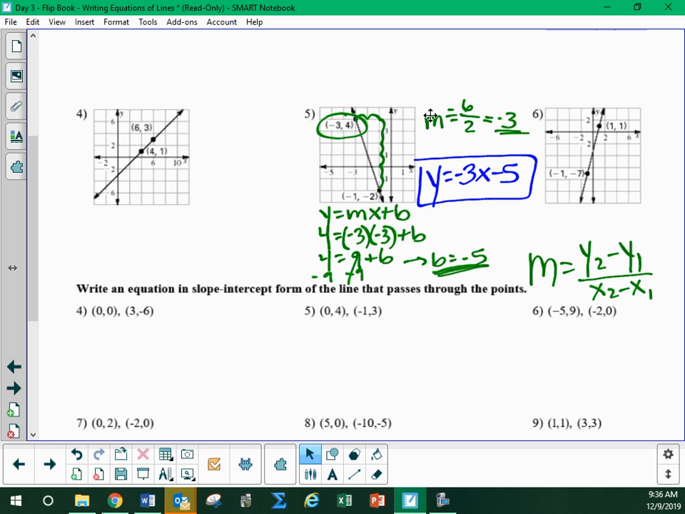Hey, print calculators. Return your calculators and head off to class.